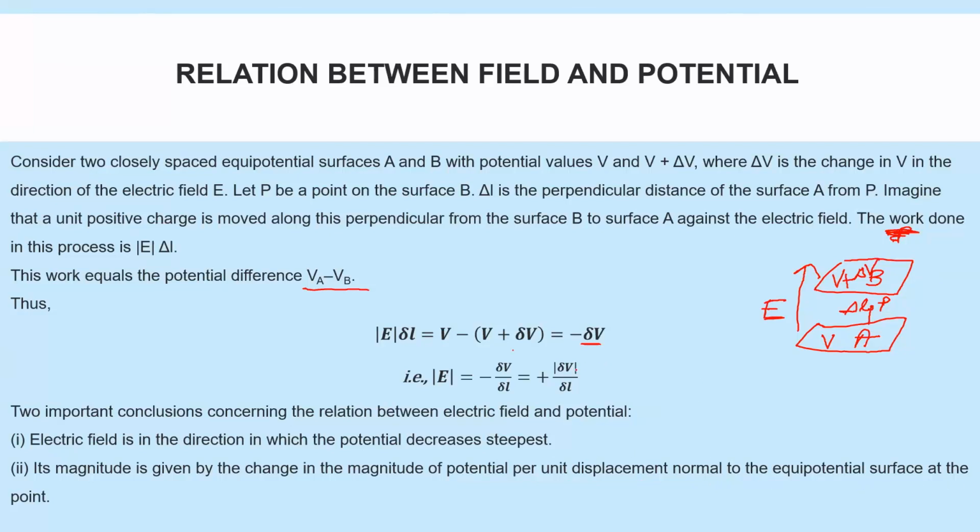Okay, so as we saw, we are only considering the magnitude of the change in the potential per unit displacement, which is normal to the equipotential surfaces at the point. So this is how we can understand the relation between electric field and electric potential.